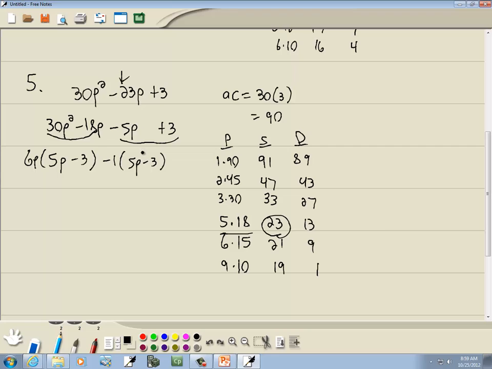Well, now they both have a 5p minus 3, so I'll factor it out. And remember, you can cross out the 5p minus 3's in the previous step to see what goes in your second set of parentheses. So what isn't crossed out goes there. So we've got 6p minus 1. And that's our answer.